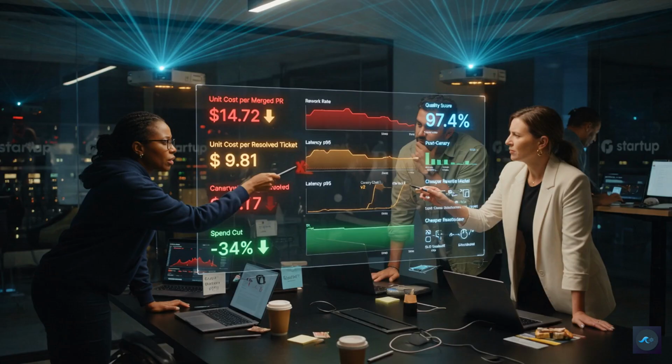Show the board to engineers and finance. Engineers care about latency and rework. Finance cares about unit cost per merged PR and per resolved ticket. Product cares that quality did not drop when you cut spend.